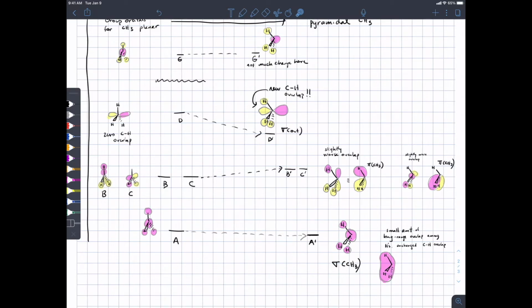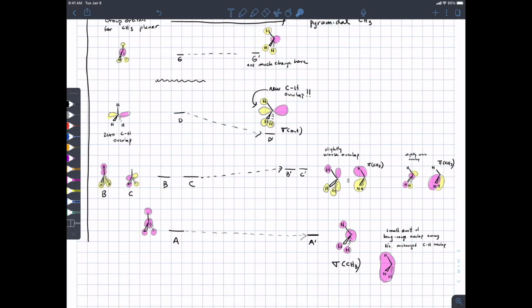All right. So at least in terms of the kinds of interactions it could engage in, a sigma type interaction is certainly what this orbital would do. It's what this one would do, and it's even what this one would do.